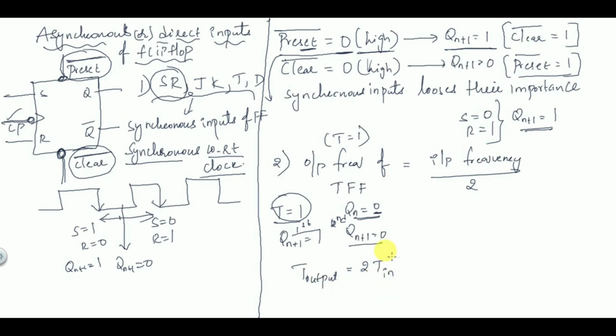When it requires 2 Tn, if you want to convert this into frequency, if time period is doubled, what will happen to frequency? Frequency is halved. Time period becomes double, because time period is inversely proportional to frequency. When time period doubles, frequency gets halved. So output frequency of T flip-flop is always equal to input frequency by 2. Suppose input frequency is 10 kilohertz, they may ask you a very simple question. So 10 kilohertz by 2, you will get 5 kilohertz as the output frequency.